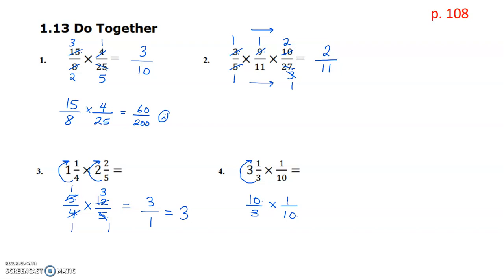We have a 10 and a 10. Beautiful. We can divide them both by 10. Divide by 10. And now we're ready to multiply. 1 times 1 is 1, and 3 times 1 is 3. Our final answer here is 1/3.